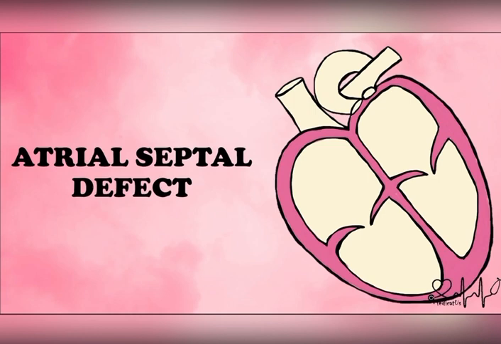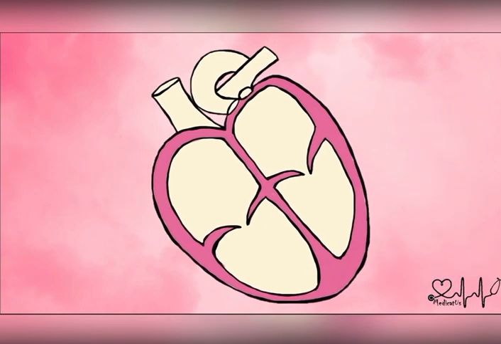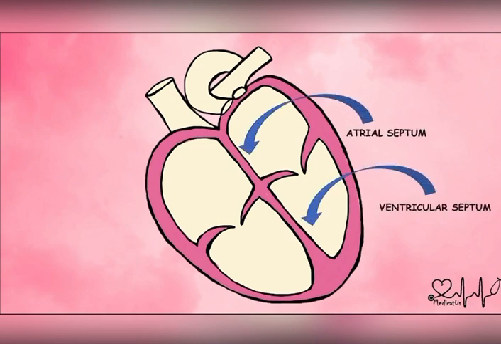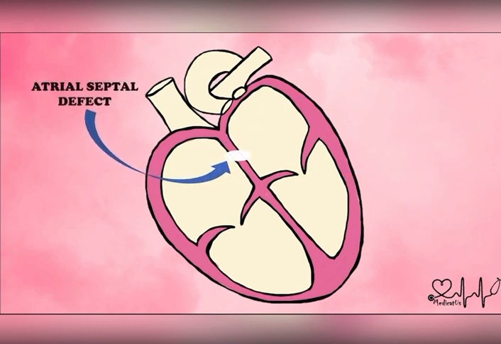In this video, we will be discussing atrial septal defect, and the rest of the defects we will be discussing in next videos separately. So, this is our normal heart, which has atrial septum and ventricular septum, to avoid mixing of oxygenated and deoxygenated blood. But sometimes there is an abnormal hole or a shunt that may allow mixing of blood.